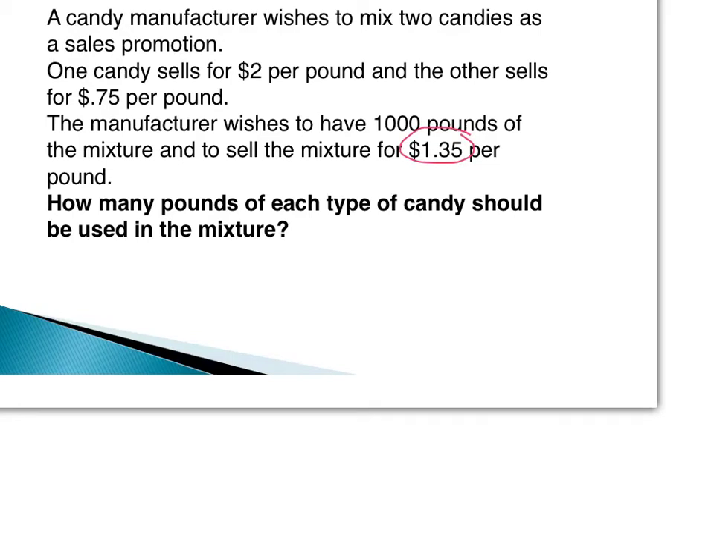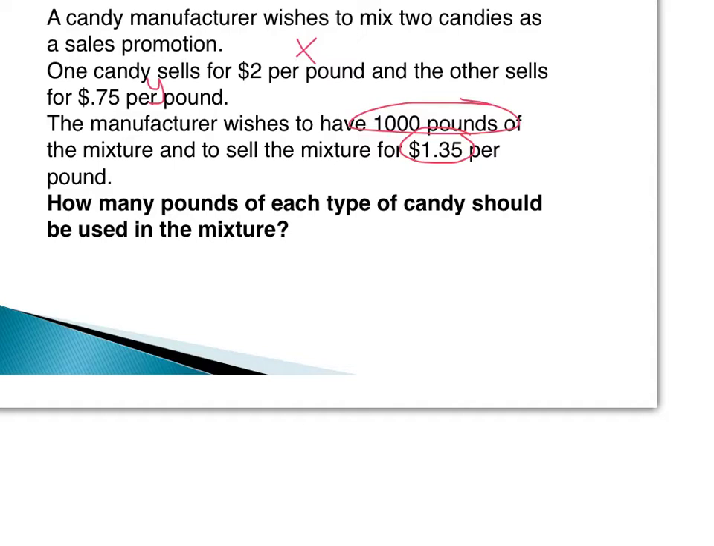Now we're going to have $2 per pound candy, we'll call that X, and we have 75-cent per pound candy, we'll call that candy Y. And we want to have 1,000 pounds total of this candy. So 1,000 pounds total, $1.35 per pound. That's our main goal there.